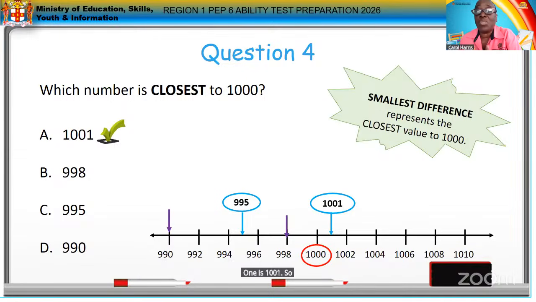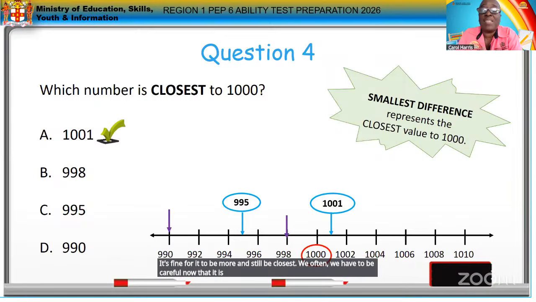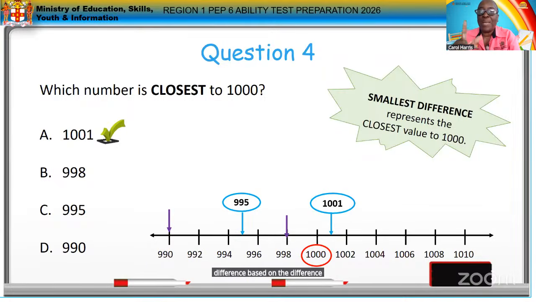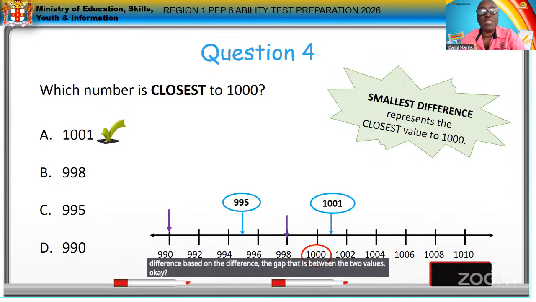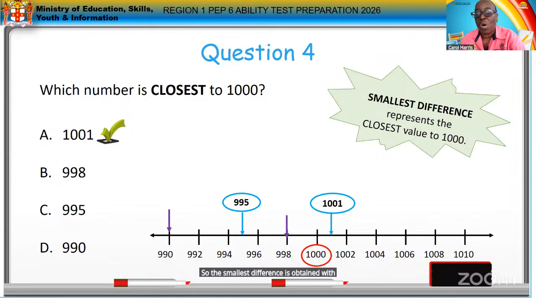So notice that though the 1001 is larger, it is still the closest. It's fine for it to be more and still be closest. We have to be careful now. Notice that in this case, the one that is larger is in fact the one that is closer. So look out for that. Remember that you determine the closest one based on the difference, the gap that is between the two values. Okay? So the smallest difference is obtained with 1001. Let's move on.